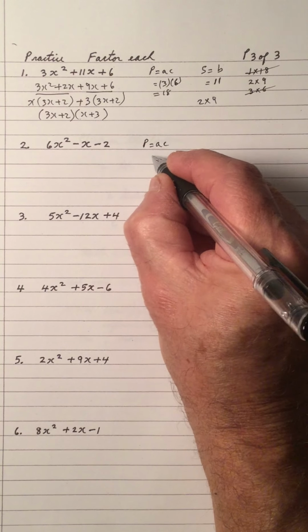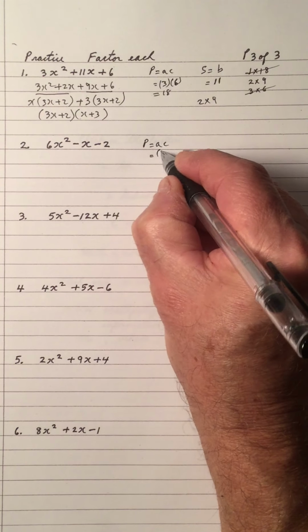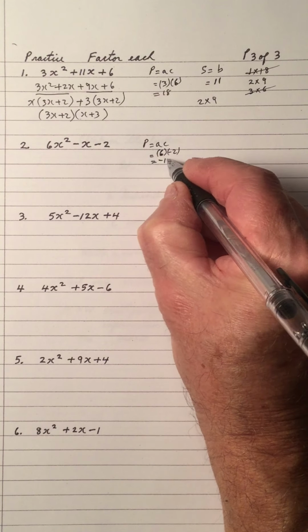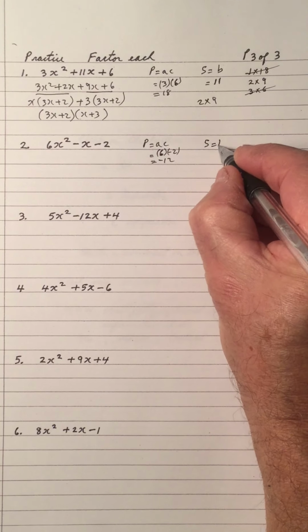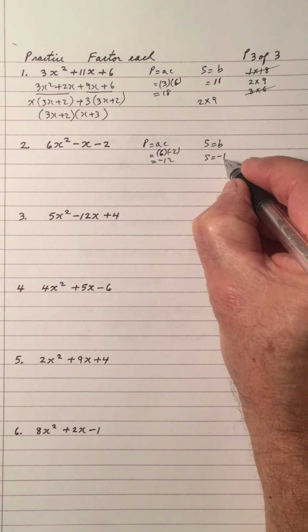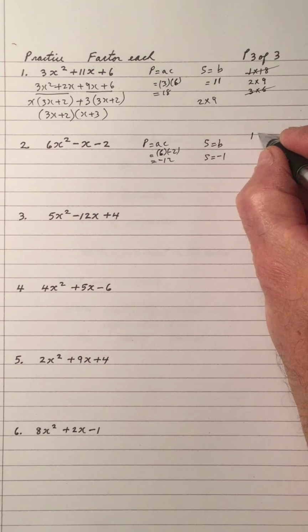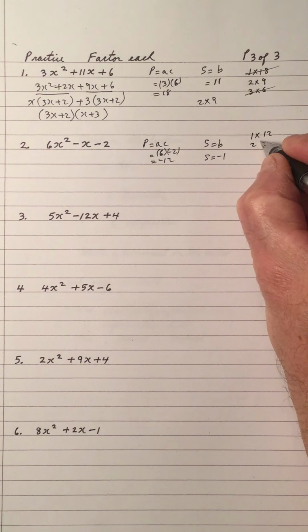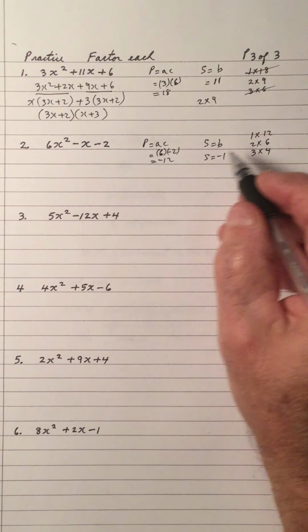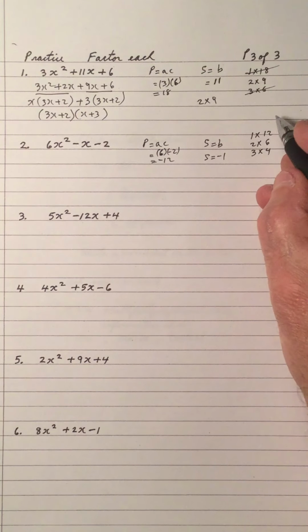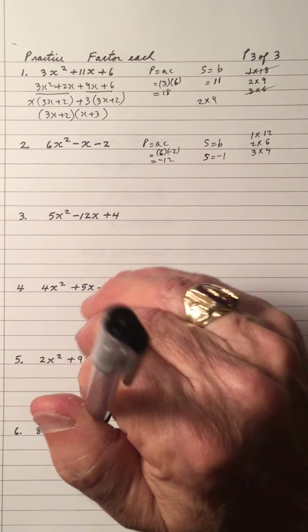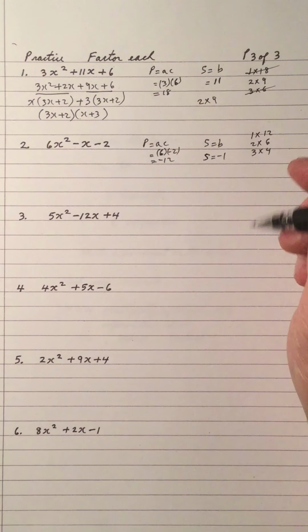Product is AC, and A is 6, and C is negative 2. That gives me a negative 12. The sum is the B, and the B is a negative 1. The sum is a negative 1. Product is 12, so it's 1 times 12, 2 times 6, and I got a 3 times 4. Which pair? I'm multiplying to get a negative 12, and I'm adding to get a negative 1. Notice the product is negative, so the factors are going to subtract. They're going to differ to give me the 1.